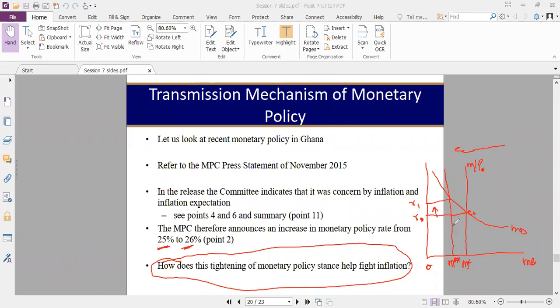So you can see that interest rate has increased here, right? And our money demand has decreased. Remember we said when interest rate increases, our money demand also decreases, because we wouldn't want to hold much money, but rather we would want to save and make more money on the money we already had. Okay, now how does this decrease in money supply fight inflation? This is what we are doing.